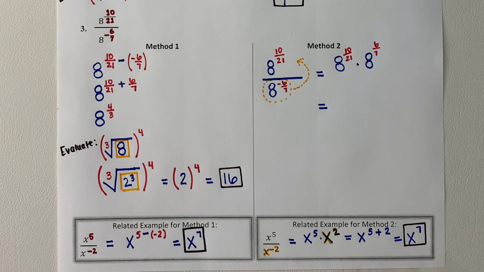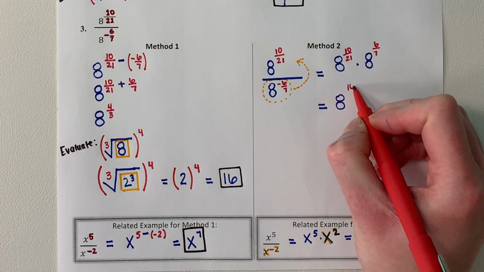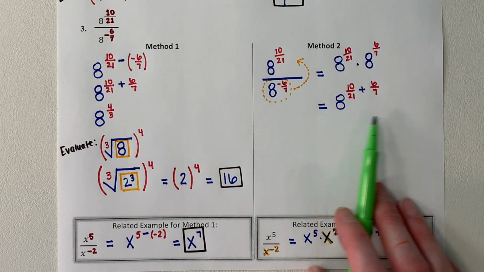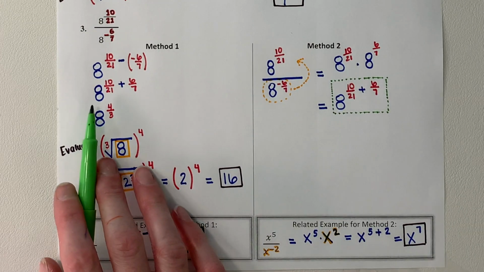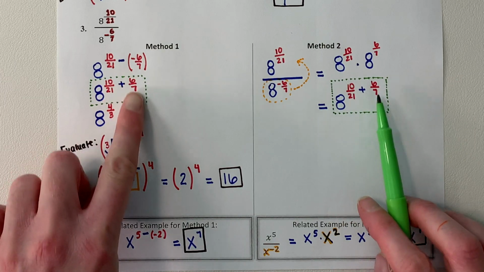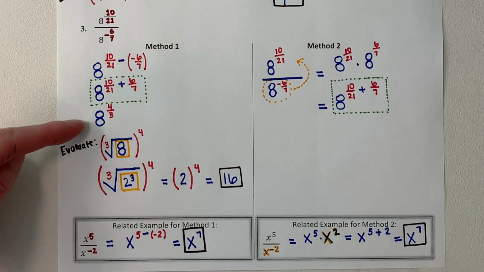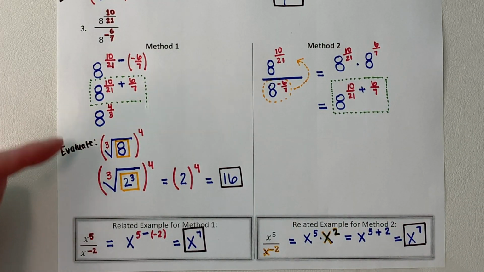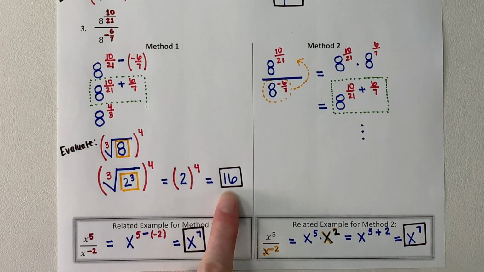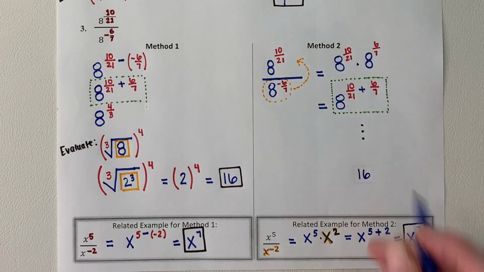Now we can use the product rule of exponents, which says when you're multiplying two quantities with the same base, we keep the base and add the exponents. So we're going to take 10 over 21 plus 6/7. Now, this expression here is the exact same expression we have right here. We have 8 to the 10 over 21 plus 6/7. So you would want to repeat these exact same steps. I'm not going to repeat all of these same steps all over again, but if you did, you would end up with this exact same answer, 16.